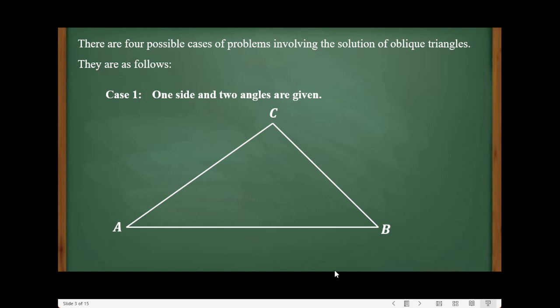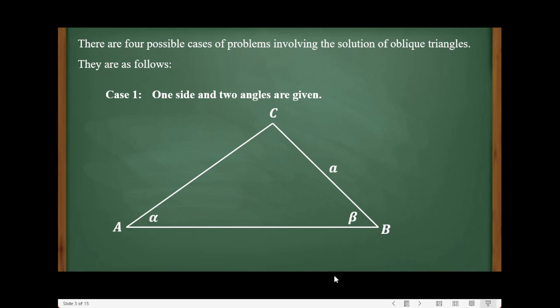Now, what are the 3 given parts in this triangle under case number 1? We have segment BC, whose length is side small letter a, together with 2 other given parts that are both interior angles. If this is side a, the measure of angle A is denoted by alpha, and the angular measure of angle B is denoted by beta. These are the 3 given parts.